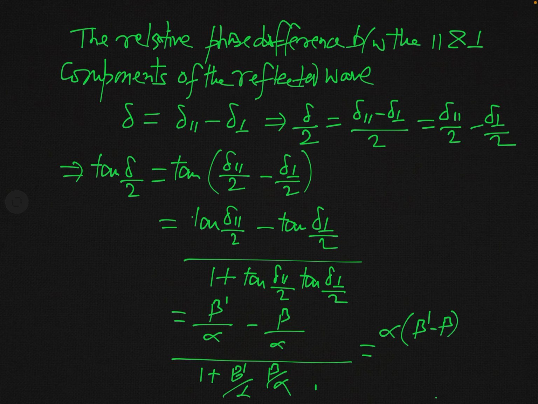And after simplification, taking the LCM, you can see this will actually be equal to alpha into beta prime minus beta, over alpha square plus beta prime into beta.